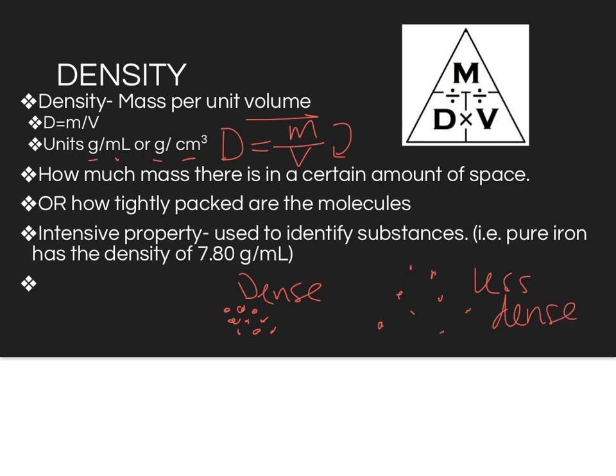This is an intensive property of a substance, so we can actually use density to help us identify a substance. So if you were to have just a random sample of a metal, and you were to find that the density of that specific sample was 7.8 grams per milliliter, then we could identify that as a sample of iron. So it can be used then to identify what it actually is that you're talking about.